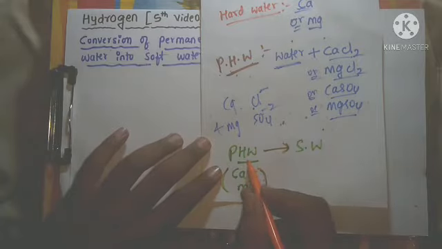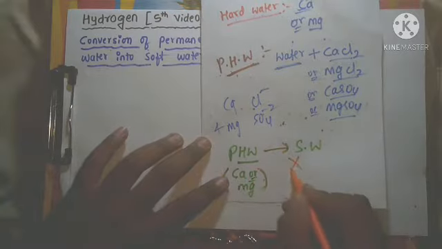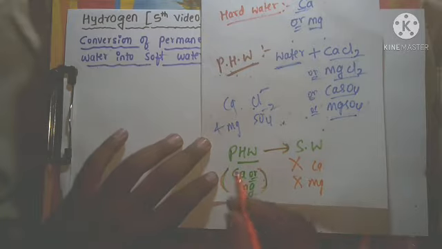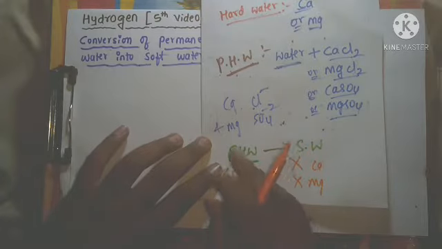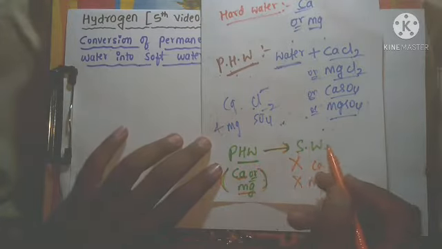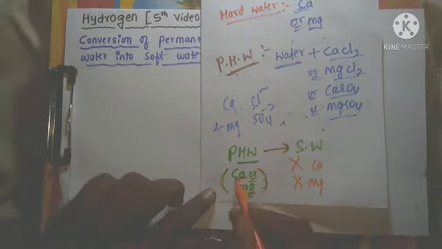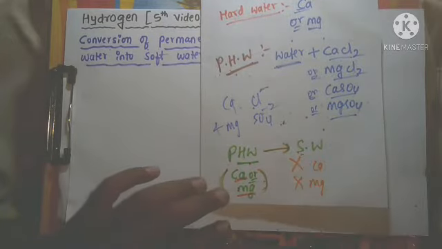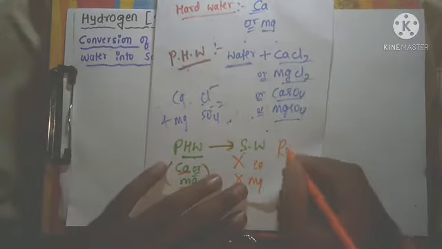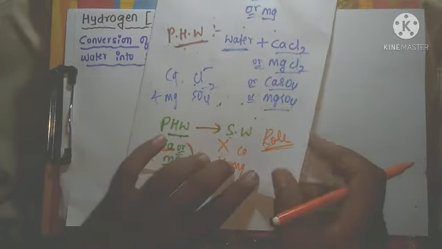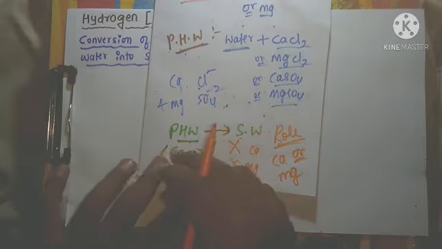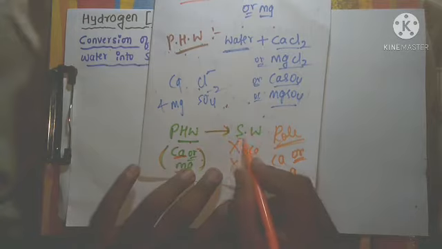Presence of calcium and magnesium soluble salts is called hard water. When the water is free from calcium and magnesium soluble salts, that is soft water. So when you remove the calcium and magnesium salts present in the permanent hard water, indirectly it is converted into soft water. Our main role is to remove calcium or magnesium salts from the permanent hard water.